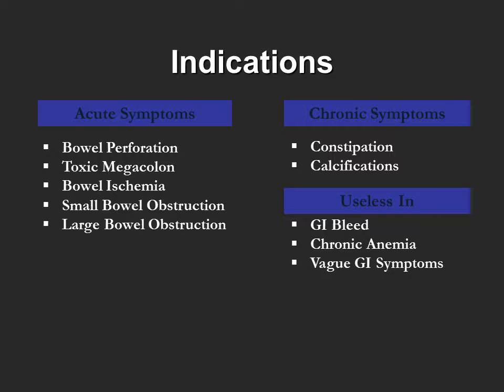Signs of more chronic conditions, such as constipation and calcifications, can also be seen. The radiographic findings for these conditions will be covered in more detail throughout the presentation. Please note that abdominal plain films have little utility in diagnosis of GI bleed, chronic anemia, and vague gastrointestinal symptoms.